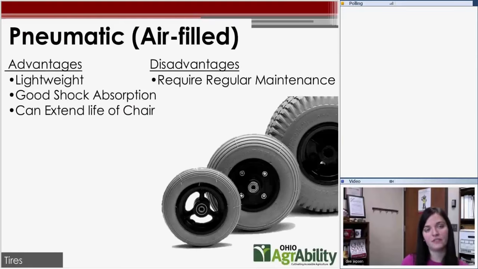The first type of tire is pneumatic tires or air-filled. These are lightweight. They do offer good shock absorption, and since they are pretty lightweight, they can extend the life of the chair due to their durability, and they do require regular maintenance and upkeep, which can be seen as a disadvantage of this type.